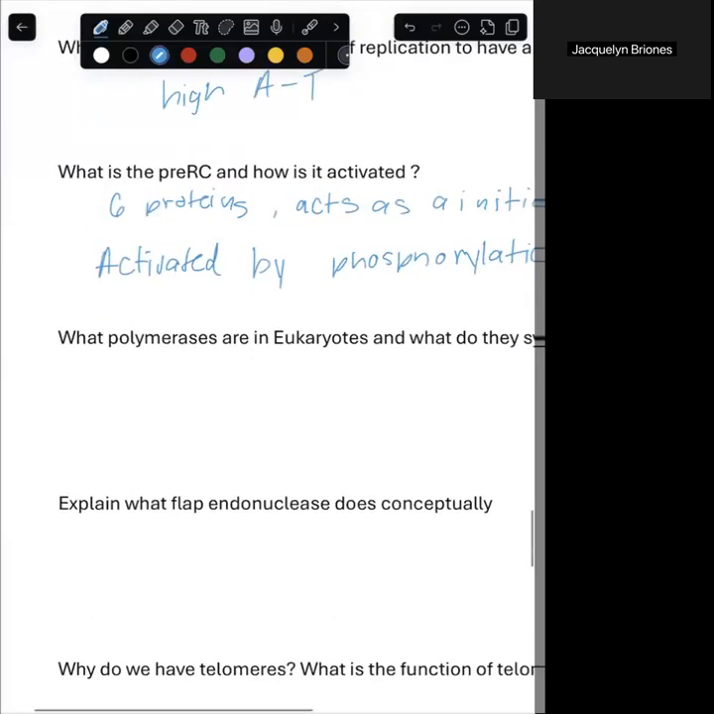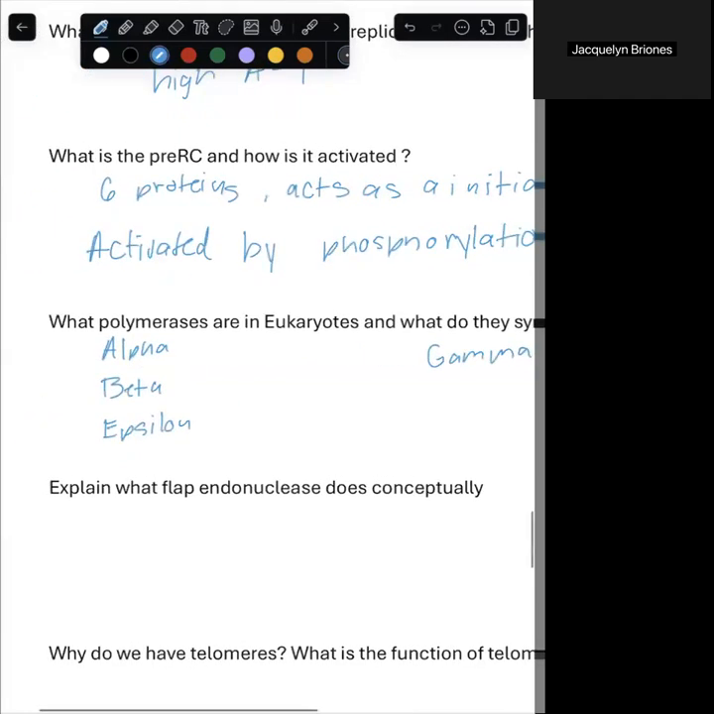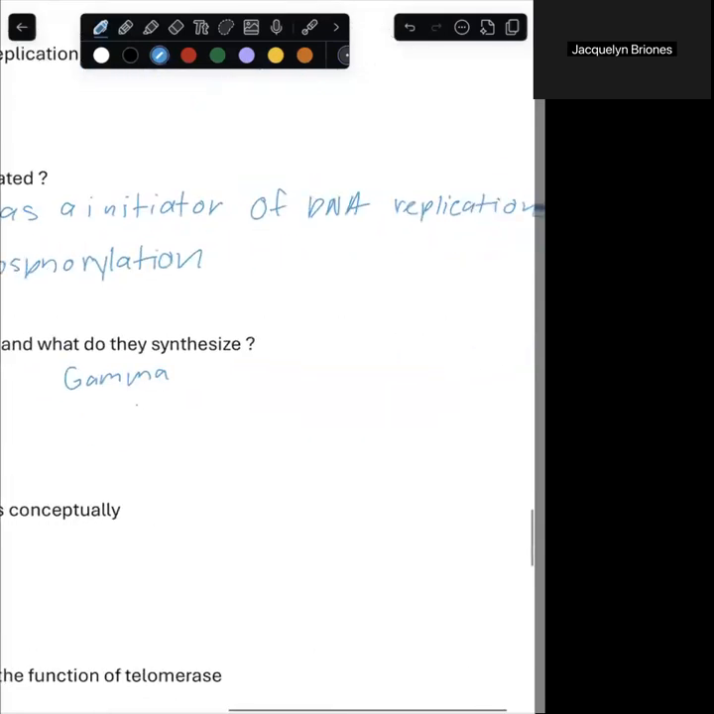So in eukaryotes, we have alpha, beta, epsilon, which is that weird one anyways, epsilon and gamma. These all synthesize nuclear DNA, and gamma synthesizes mitochondrial DNA.